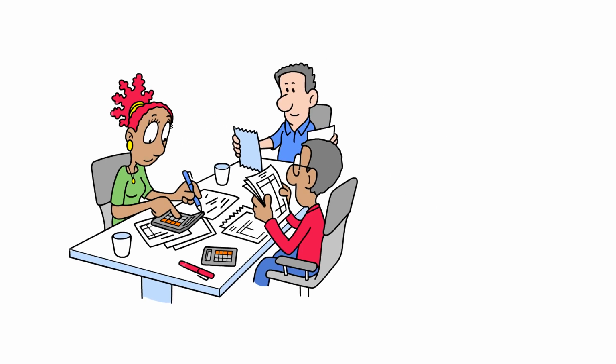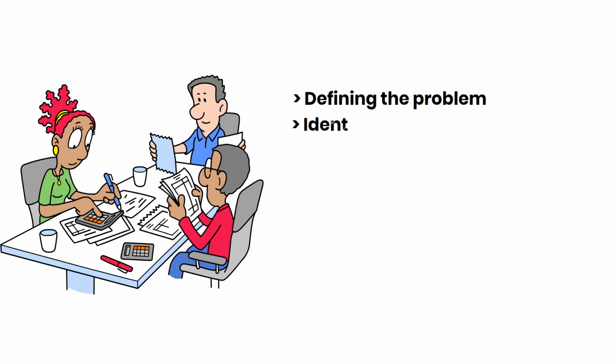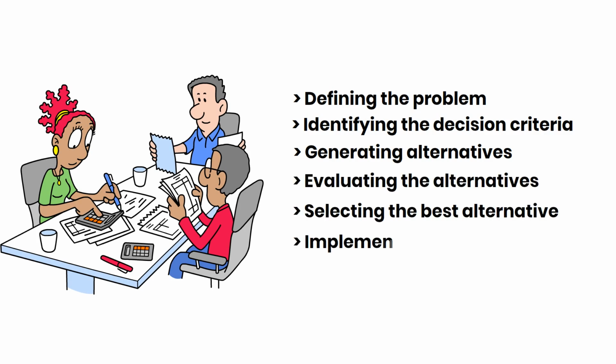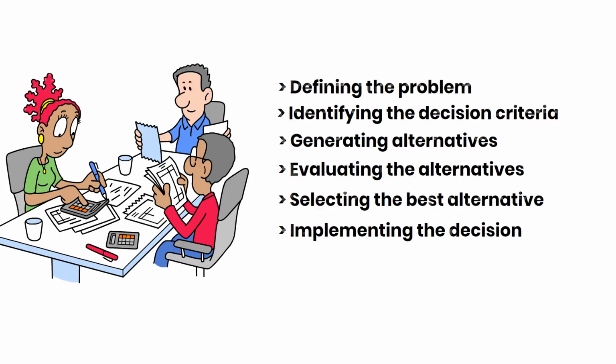The decision-making process involves several steps that guide decision-makers from problem identification to the final choice. These steps include defining the problem, identifying the decision criteria, generating alternatives, evaluating the alternatives, selecting the best alternative, and implementing the decision. Each step is crucial for ensuring that the decision is well-founded and that all relevant factors are considered.